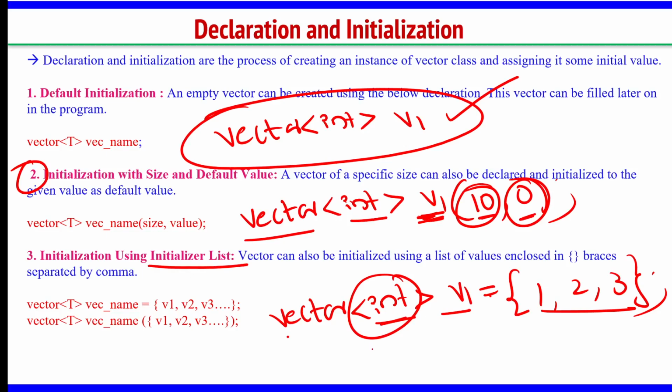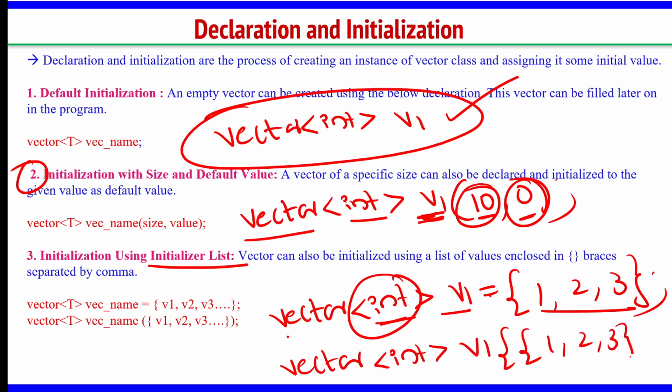Or else, same like arrays what we are doing there, we can even give like this, vector int v1 without equal to, you can give a flower bracket inside round brackets, 1 2 3 like this. See the syntax here, round bracket, flower bracket, v1 v2 v3, close and close. So these are different ways you can declare and initialize a vector. Okay. The second case, if you see, we are limiting the size here to 10.